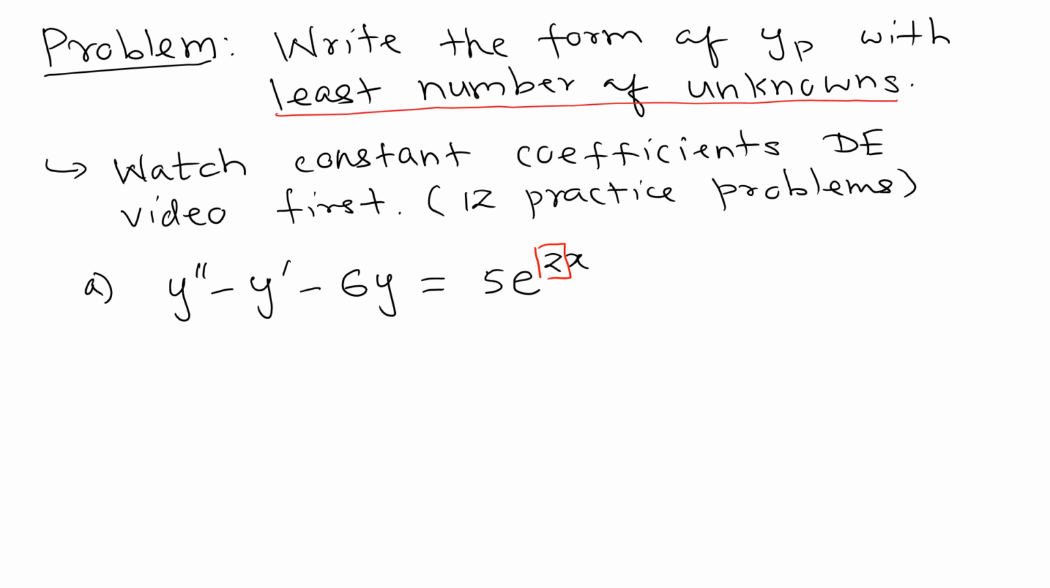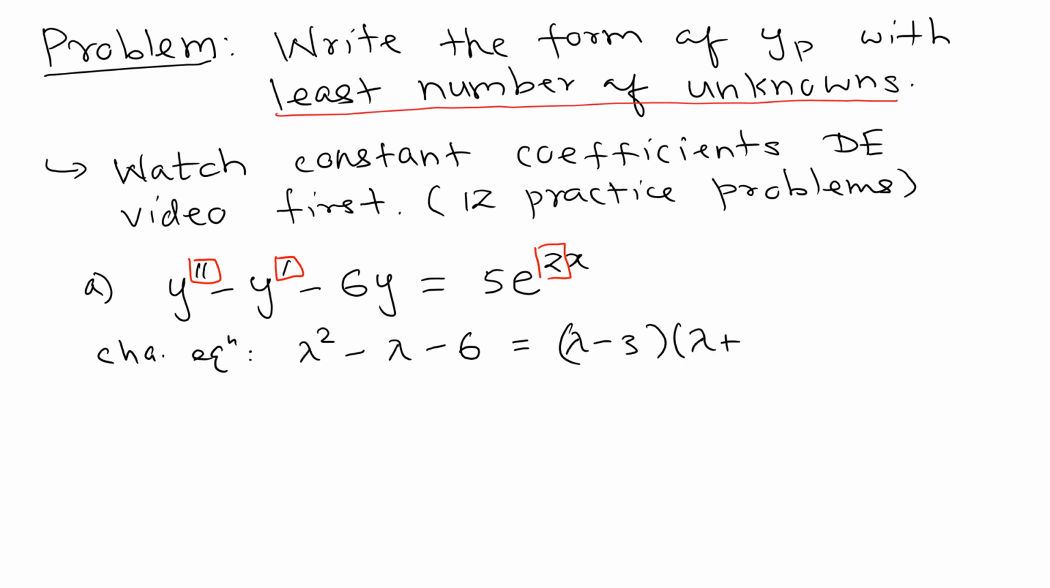So let's see. We get the characteristic equation. The derivative is going to be lambda to a power. So that means it's going to be lambda squared from the first term, minus lambda, we don't write 1, and then there's no derivative, so it's just going to be negative 6. And then we can factor this. It's just a quadratic equation, so you can always factor. So lambda minus 3 and then lambda plus 2. Those are the two terms. And then we set this equal to 0 as the characteristic equation.